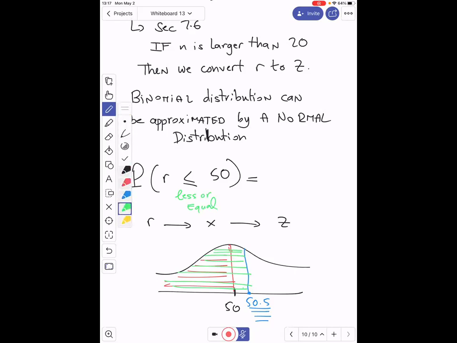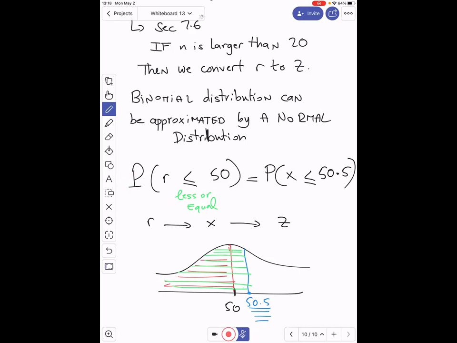So what I'm saying, guys, is first you need to go from R to X, and to go from R to X, there is this continuity correction. So you need to move a little bit by 0.5. So in this case, because it's less, right? So you need to move your 50 by 0.5 to the right. So here your X would be less or equal to 50.5. Okay. Any question?